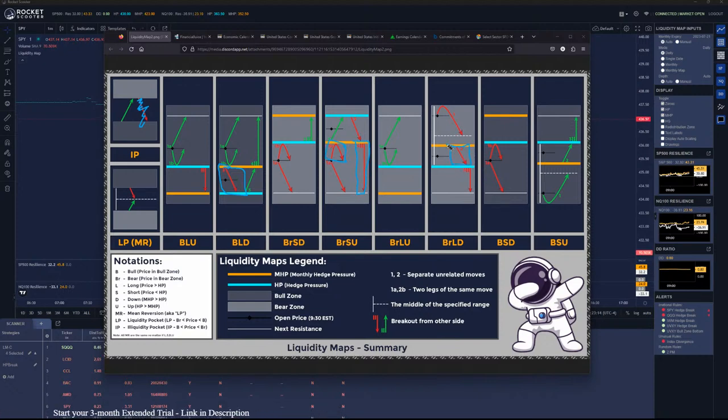I do the monthly hedge pressure short. But even so, with DD being positive and bullish, I'm not going to take any of those. I'm going to eliminate some more trades from my diet. I don't take any of them. I want bear structure to short the market. So not only that, I just clean up my liquidity map.